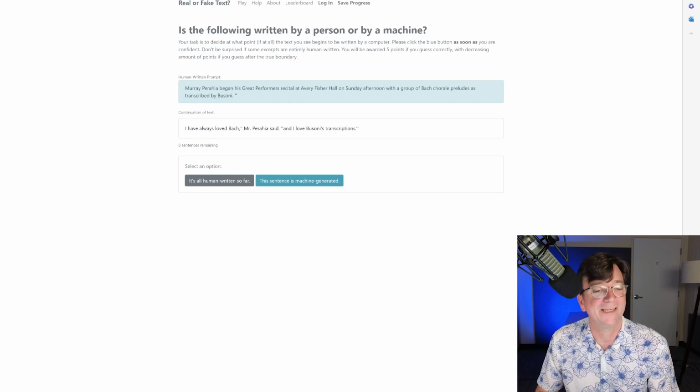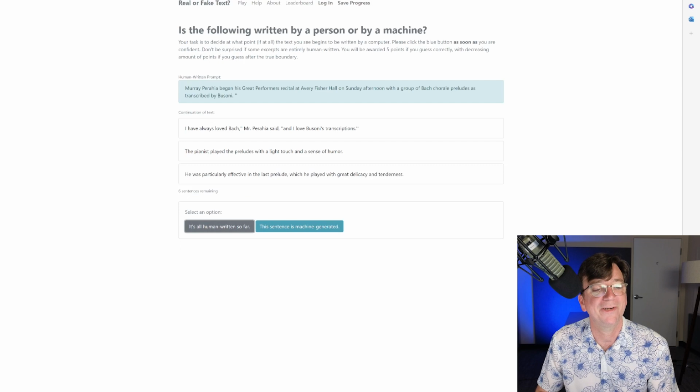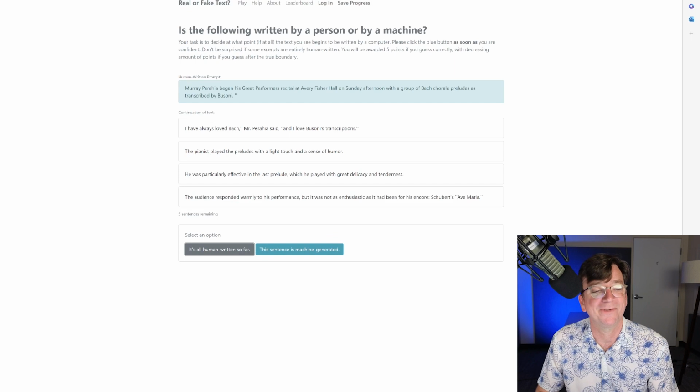So I'm going to say that looks human written so far. And then the next sentence is, "The pianist played the preludes with a light touch and a sense of humor." I'll say that's probably human written. "He was particularly effective in the last prelude, which he played with great delicacy and tenderness." Yeah, sure. I'm going to say that's human written. "The audience responded warmly to his performance, but was not as enthusiastic as it had been for his encore, Schubert's Ave Maria."